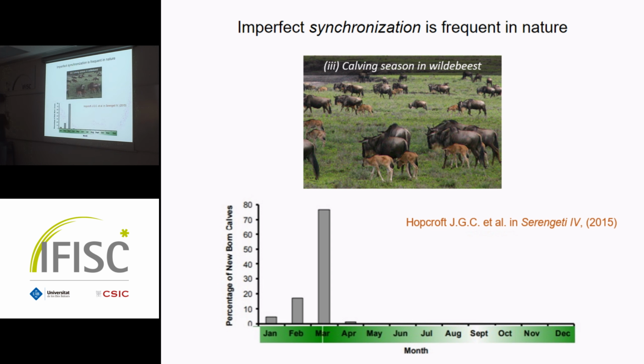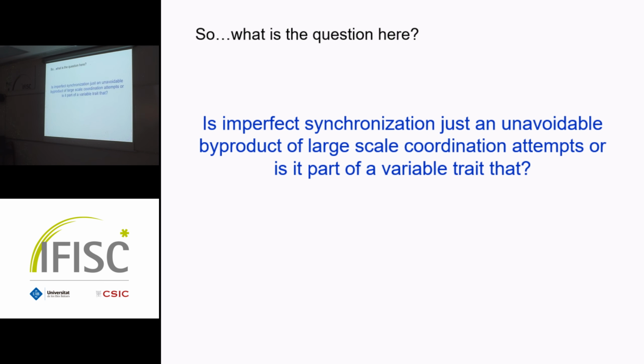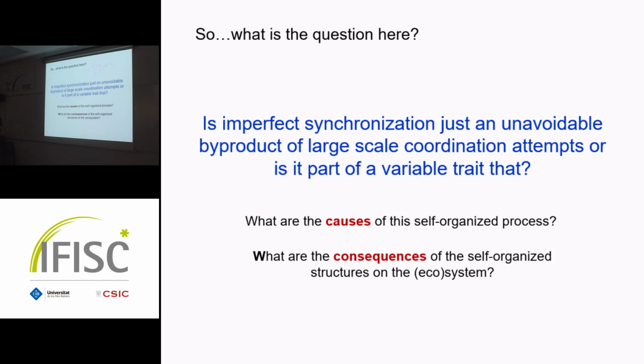So in this context, in which we have all these collective behaviors, and some of them we know are not perfectly synchronized, there's a question that is, at least for us, very appealing. So what is the question here? Going to the most famous sentence in this institute. I had a picture here that I'm not going to show, but the question is: is this imperfect synchronization just an unavoidable byproduct of this larger scale synchronization process, or is it something biologically meaningful? And if it is something meaningful, then the question is, what are the causes of this imperfect synchronization? What is driving these non-perfect synchronization processes? And what are the consequences? First, does it have some consequences, and if so, what are those?